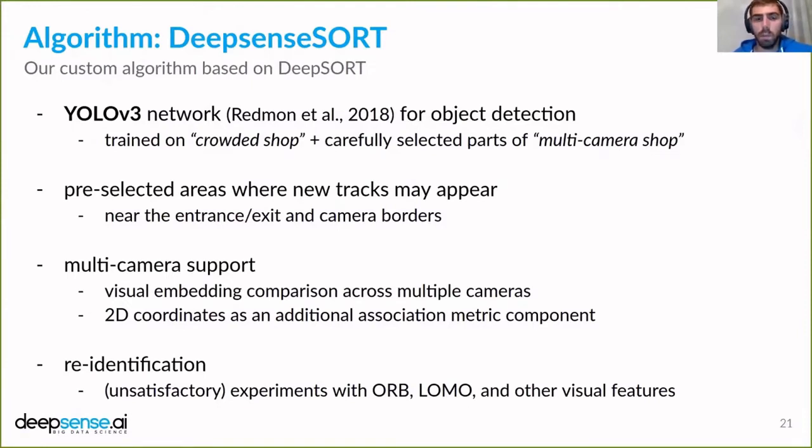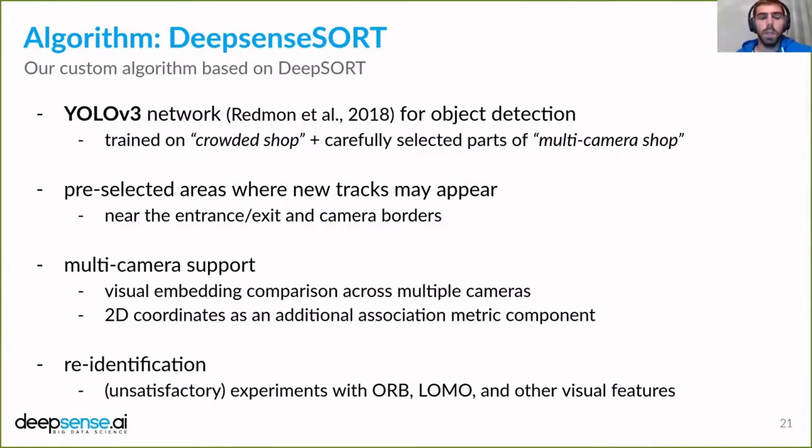We coined a new name for our algorithm, for our custom version of DeepSORT, a very witty and funny one, DeepSense-Sort. So for object detection, we used YOLO v3 network here, as it's supposed to be faster, more suited for real-time applications than, for example, region-based approaches like faster RCNN. So we trained the network on the crowded shop sequence plus carefully selected subset of the multi-camera shop sequence. We made sure that no person was present in both the training and validation subset of the data in the multi-camera shop.